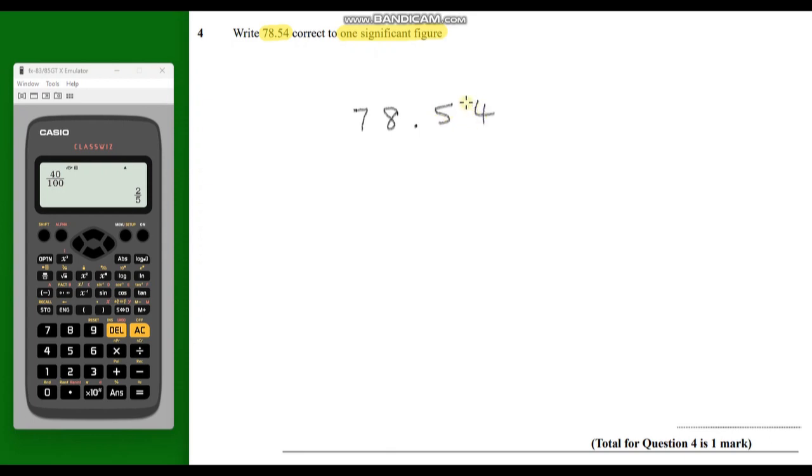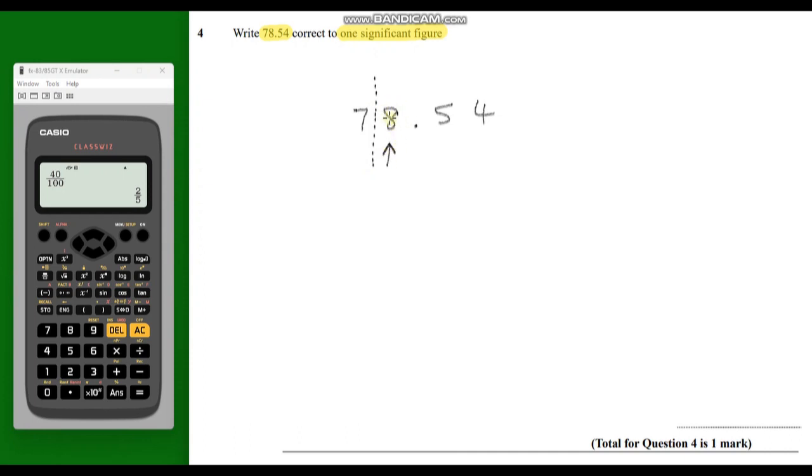78.54. Now, when we're rounding to one significant figure, we look at the first digit. If that's not 0, well, that is definitely significant. So this is our first significant figure, the 7. So what I do is I'll just put a dashed line here. Now we look at the 8.